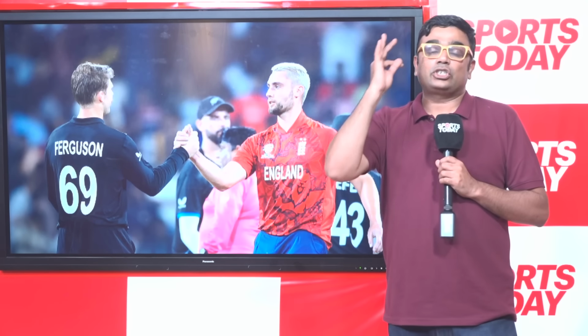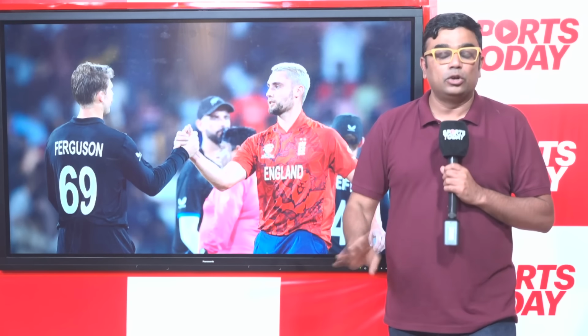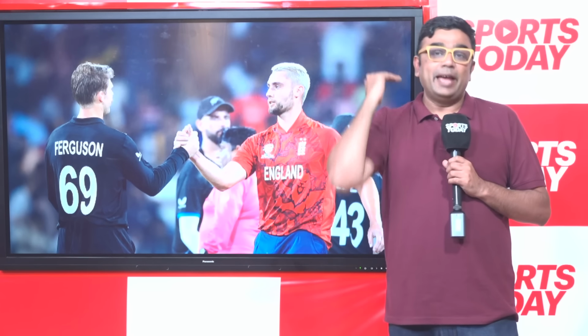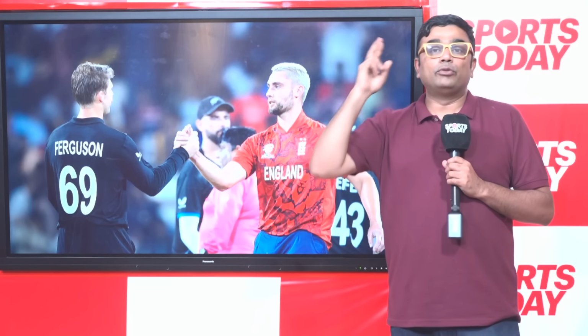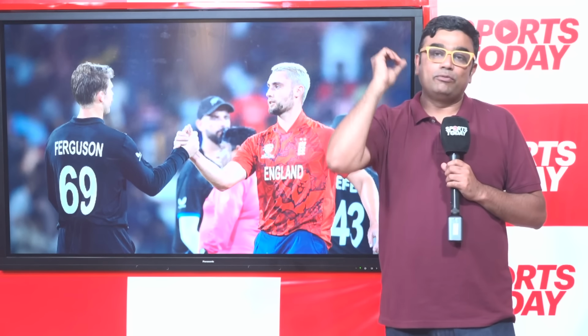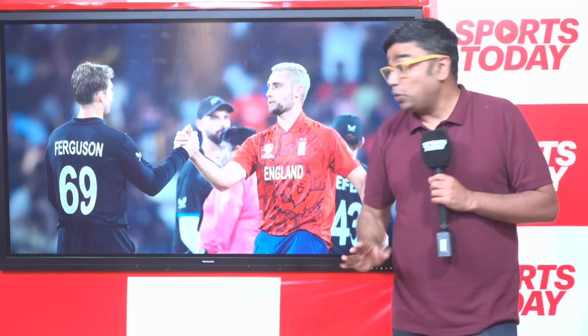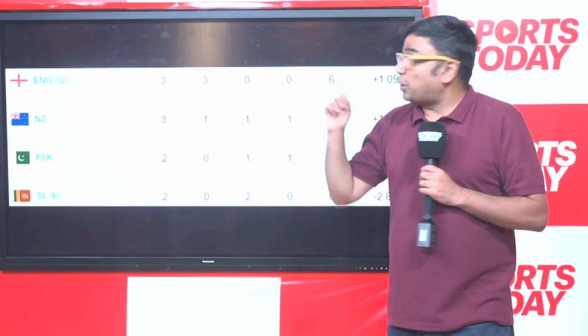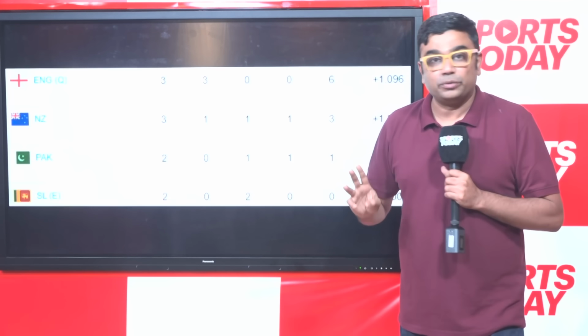England's victory has assured them the top spot in Group Y. So essentially, topper of Group X plays second place of Group Y, and topper of Group Y plays second place of Group X. So, this is the points table situation that you've got.